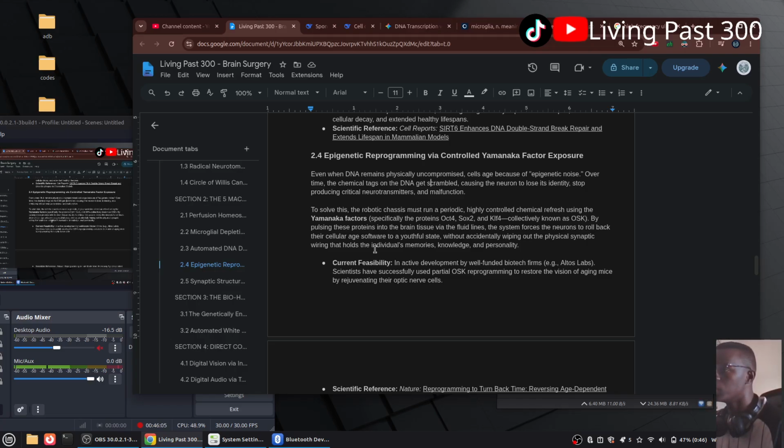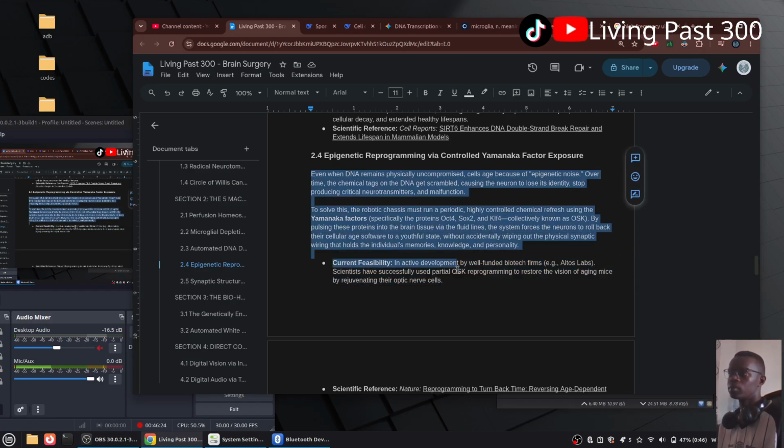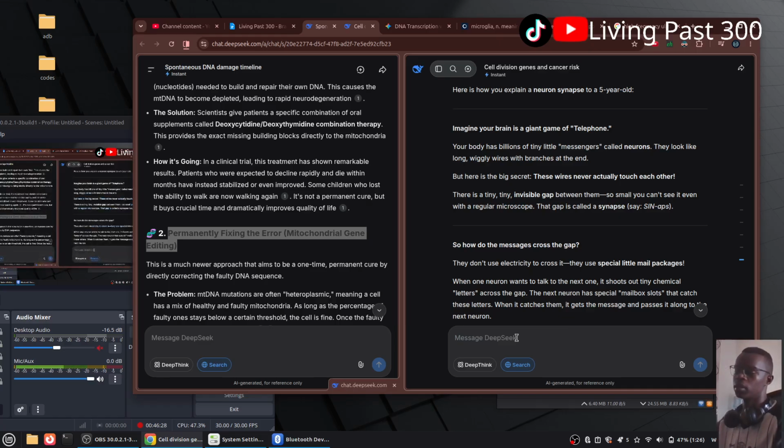This is the first time the neurons go back to their cellular age software. This is the vision for aging mice. Oh, okay. So you're telling me that even when the DNA is not damaged, the chemical tags on DNA get scrambled. Hmm. Okay. Explain deeply.